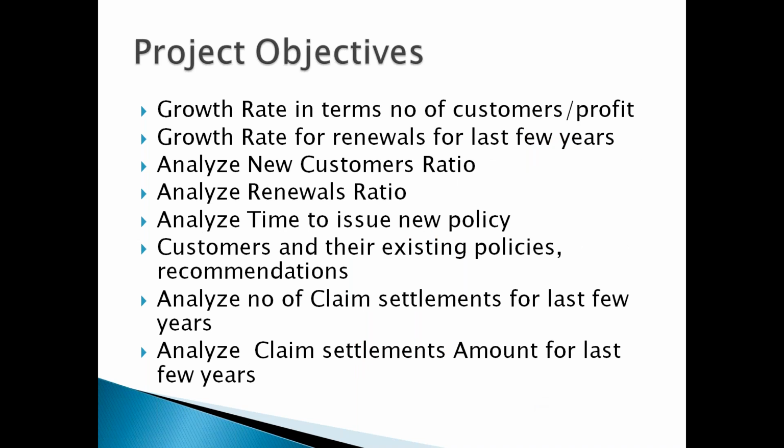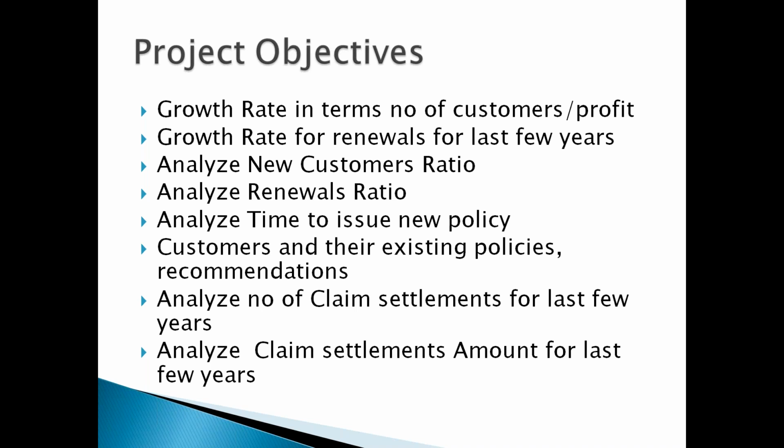That is the project objectives. Growth rate in terms of number of customers and profit year by year, location by location, branch by branch. They want to see this kind of reports. Growth rate in renewals for the last few years. Each and every year, how many people are buying and how many people are renewing? 100 people may buy the policy today, but next year only 80% of the people are going to renew. The remaining 20% don't renew. They don't like your policy at all.